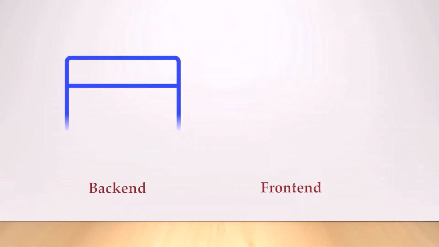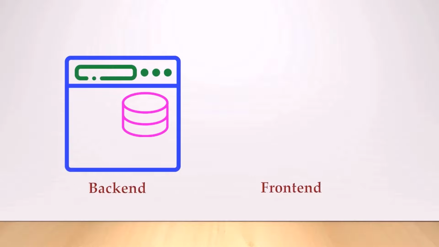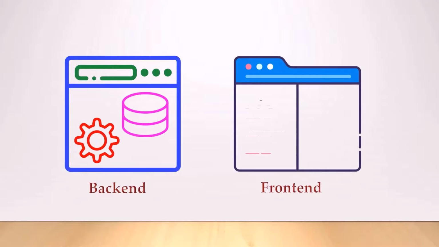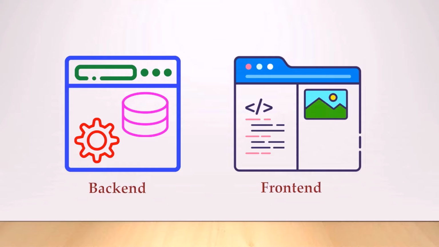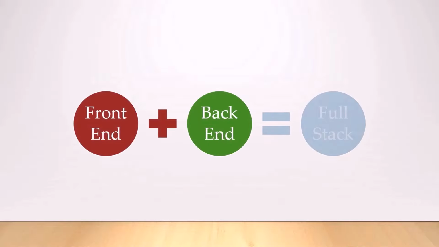In web developing, we have two main concepts, backend and frontend. In backend, you define the functionality of your website. And in the front end, you define what users can see in your website, like images, text, and many other things. If you learn both front end and back end, you'll become a full-stack developer.